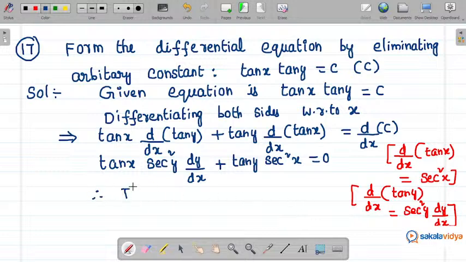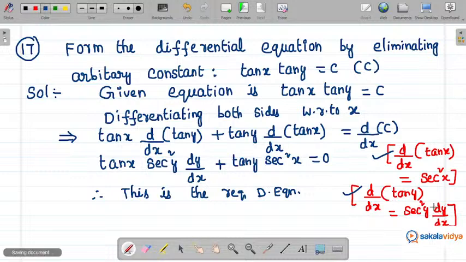So in order to solve this problem, better you remember these two formulae. These two are standard results. The derivative of tan x with respect to x is secant square x, and the derivative of tan y with respect to x is secant square y into dy by dx. I hope it's very clear to you. Okay, let us proceed to the next question now.